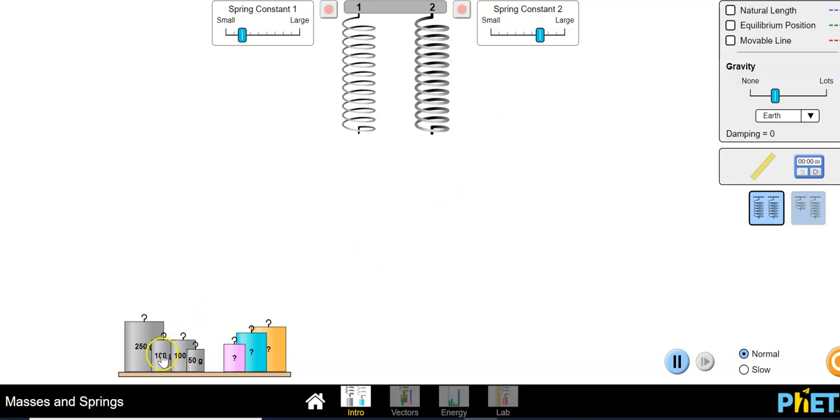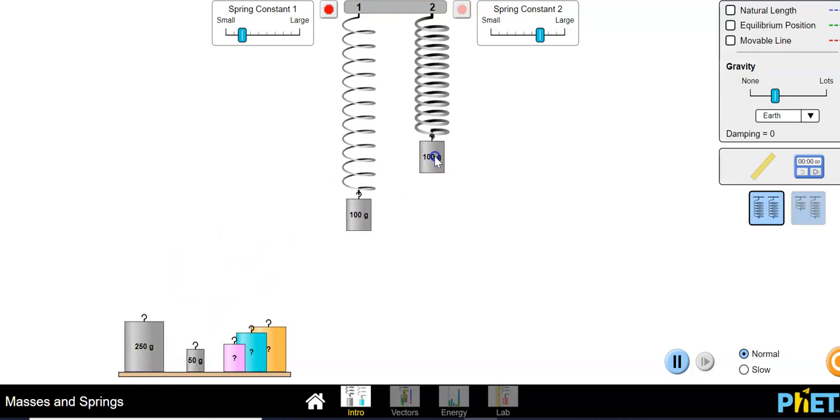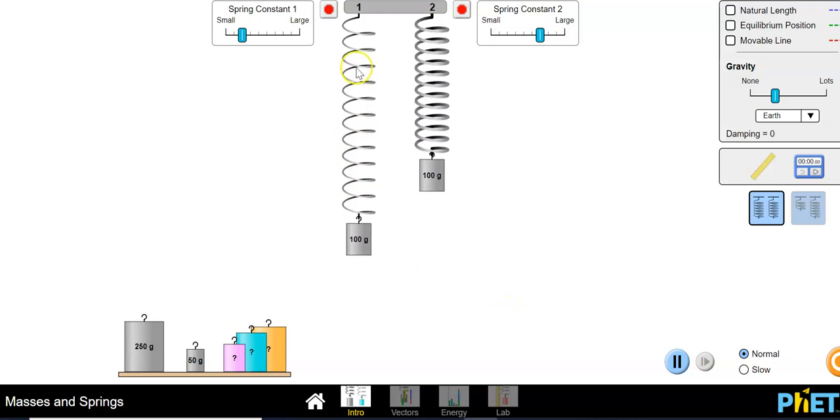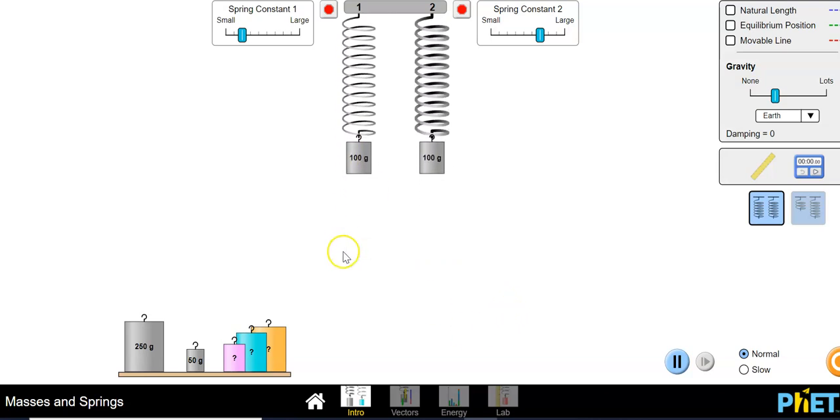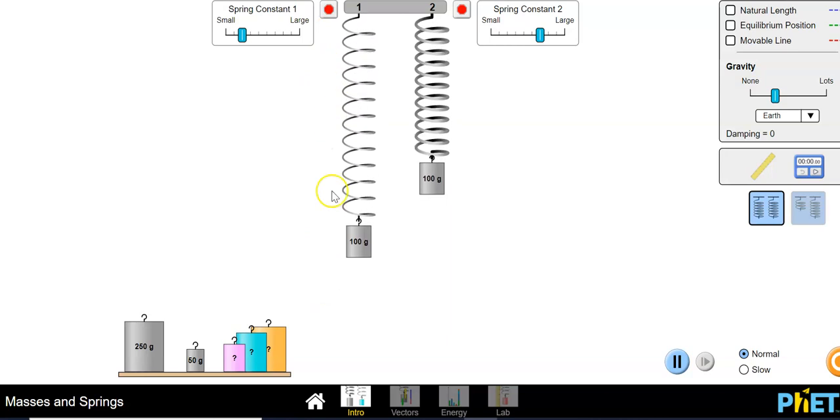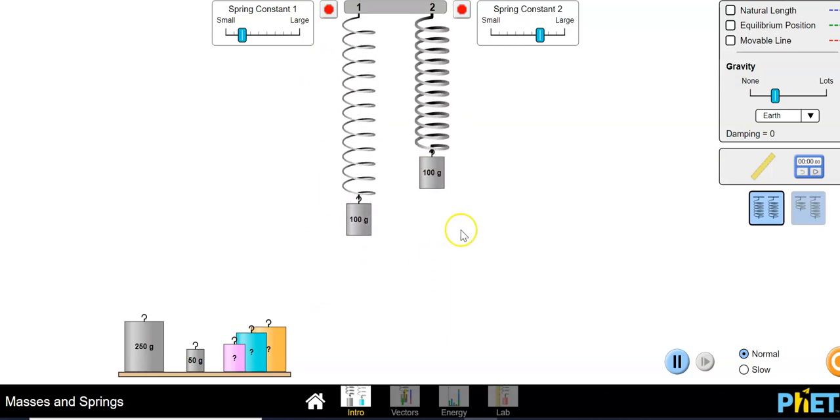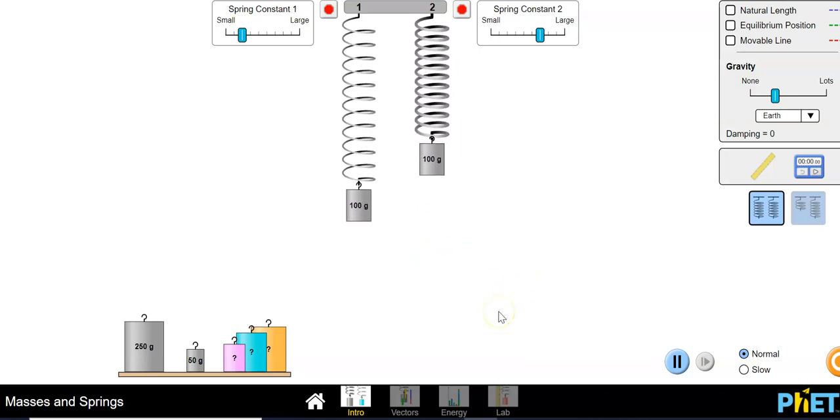If I hang a 100-gram mass from the left-hand spring, and a 100-gram mass from the right-hand spring, you can see that the one on the left, which is more loosey-goosey, gets stretched and elongated more than the one on the right, which is stiffer. So the one on the right doesn't wiggle as far, okay?